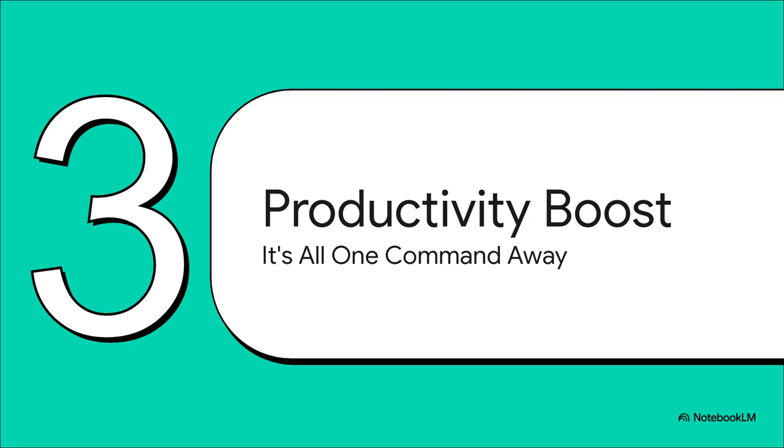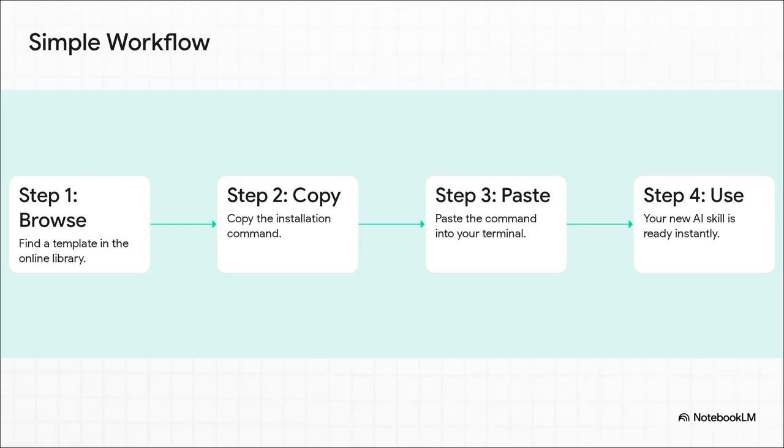Okay, so how does this magic actually happen? The beautiful thing about it is its simplicity. You're not about to learn some new complicated system. Nope. You're just going to use a single command. The whole process is just so simple. You just browse their website, you find a skill you like, you copy one little command, paste it right into your terminal for that project, and that's it. You can literally start using that new AI skill right away.